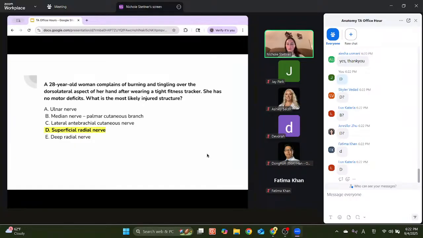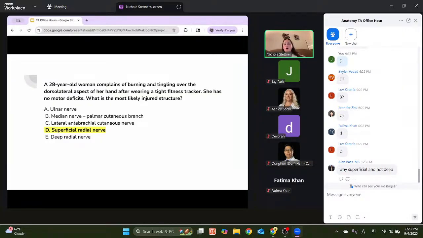Yep, everyone who's saying D is correct. Just to go over why it wouldn't be the ulnar nerve: every time I think ulnar nerve, just think, for sensation, it's got to be at least the pinky and half of the ring finger. We can talk about the dorsal part later, but those are the medial fingers. So that one's an immediate no.